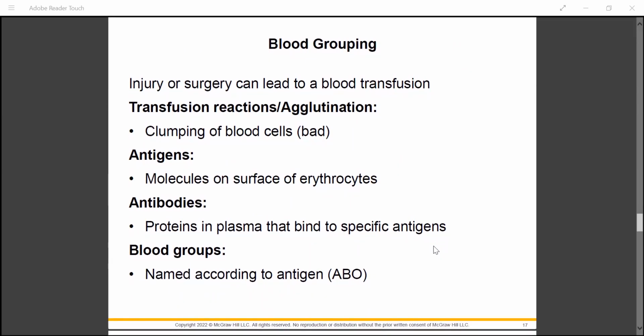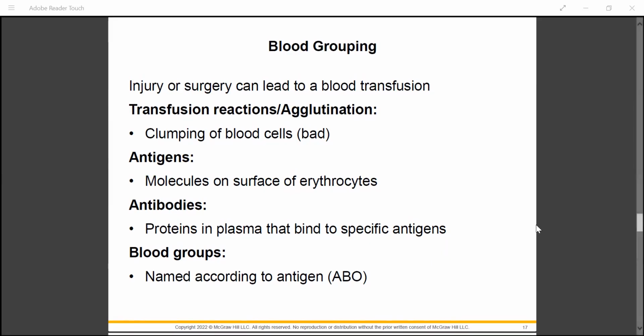All right, we're going to talk about blood grouping. This is an interesting concept, but it can be a little bit confusing. So try to follow along with me, rewind if you need to, and I'll try my best to make it as clear as possible. We said if we had enough of a blood loss, we may have to get a blood transfusion. With blood transfusions, they have to match your blood type, where they have to give you blood that your body is going to be okay with.